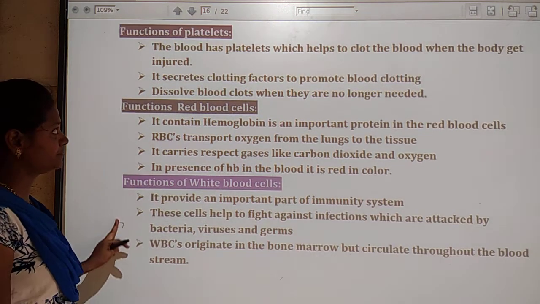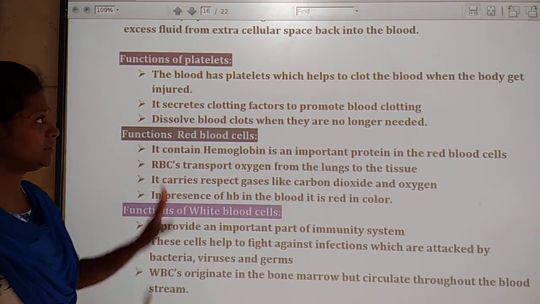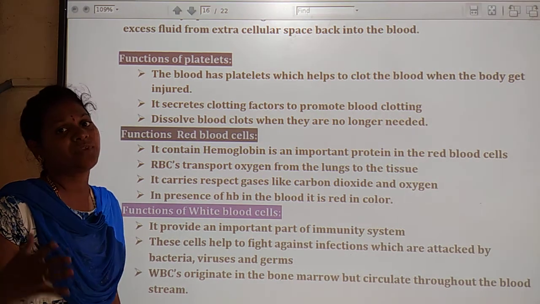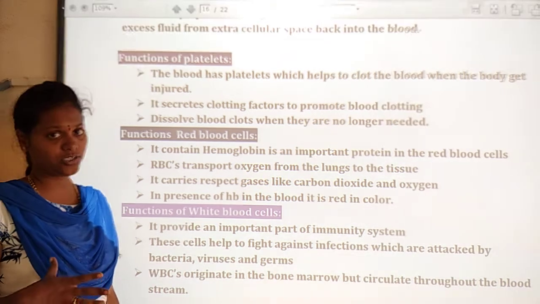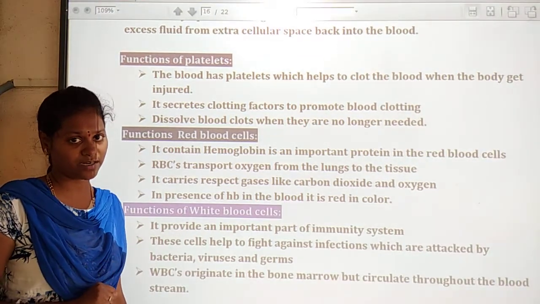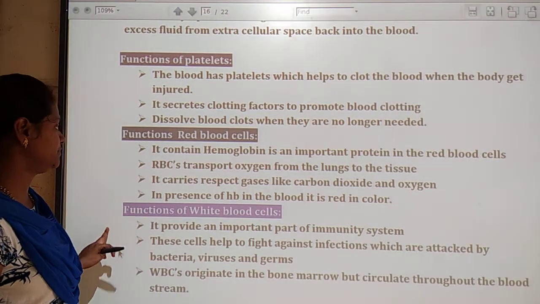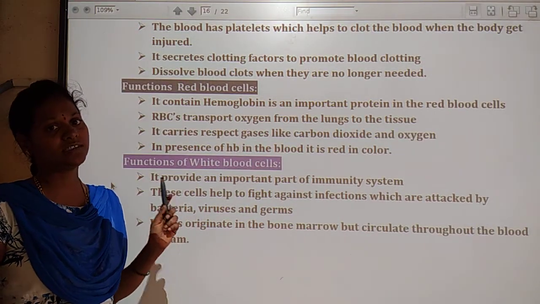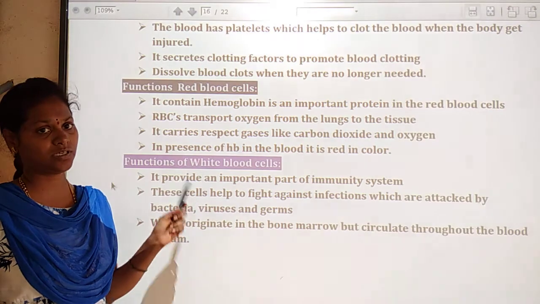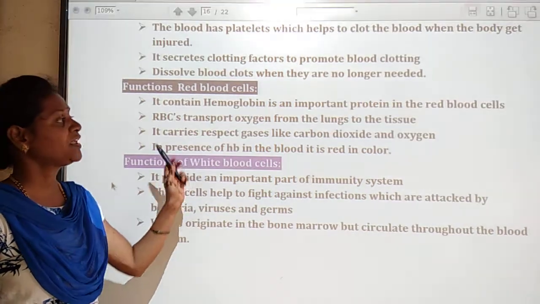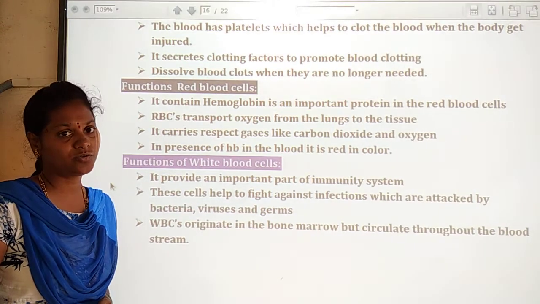Okay? So platelets, let me summarize completely. When our body gets injured, platelets help the blood to clot. Okay, next, functions of the red blood cells. It provides hemoglobin and also some amount of the oxygen to the body, and also it helps to transport oxygenated blood throughout the body.